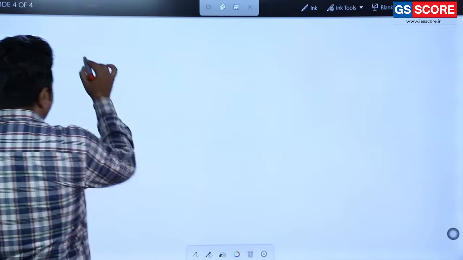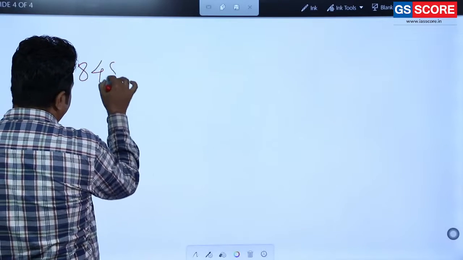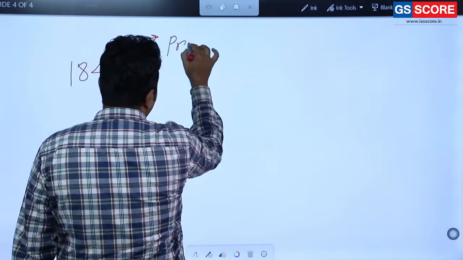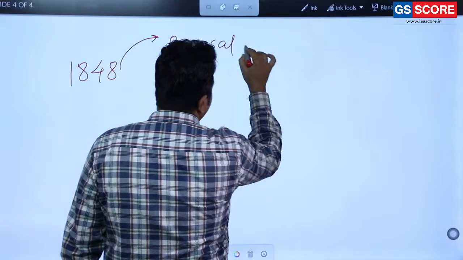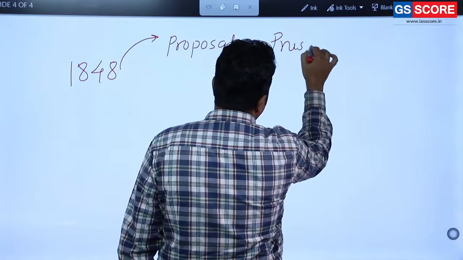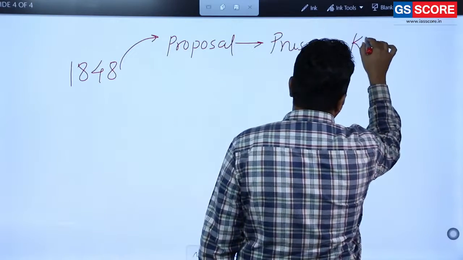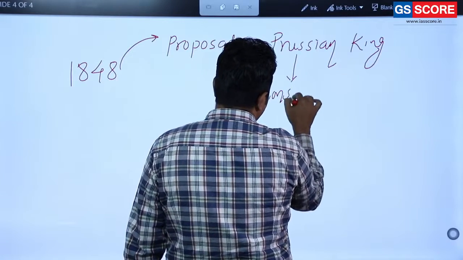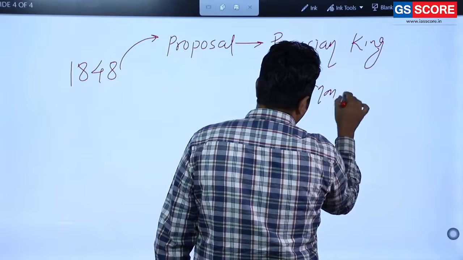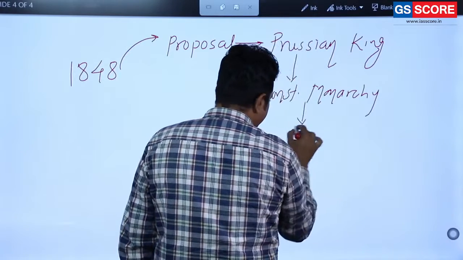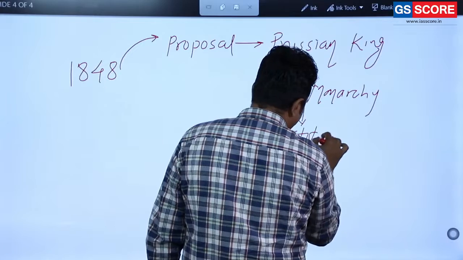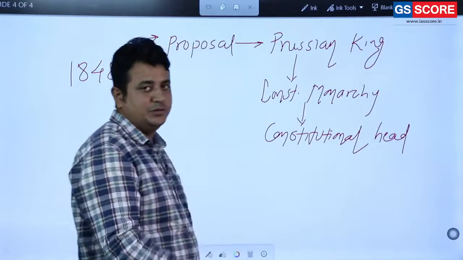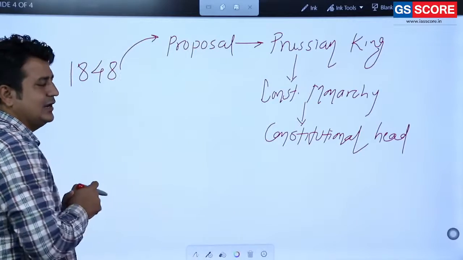Now, as I mentioned, in 1848, a proposal was given to the Prussian king to adopt constitutional monarchy and become the constitutional head of Germany. So it was the case at that time.